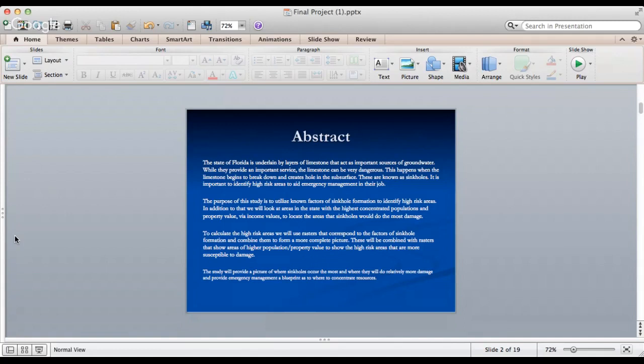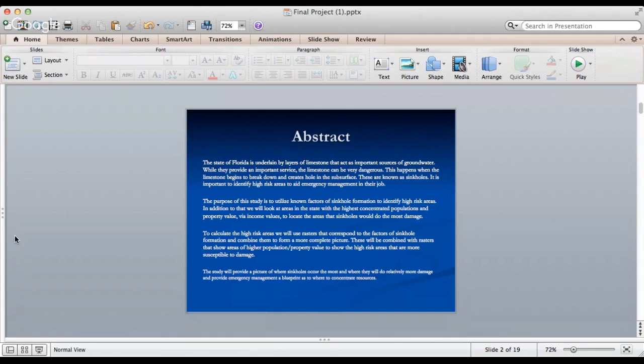The purpose of the study is to combine known factors of sinkhole formation to identify high-risk areas. After that, we will look at areas in the state that have higher concentrations of population with higher property values, and this would indicate where sinkholes might do the most damage.